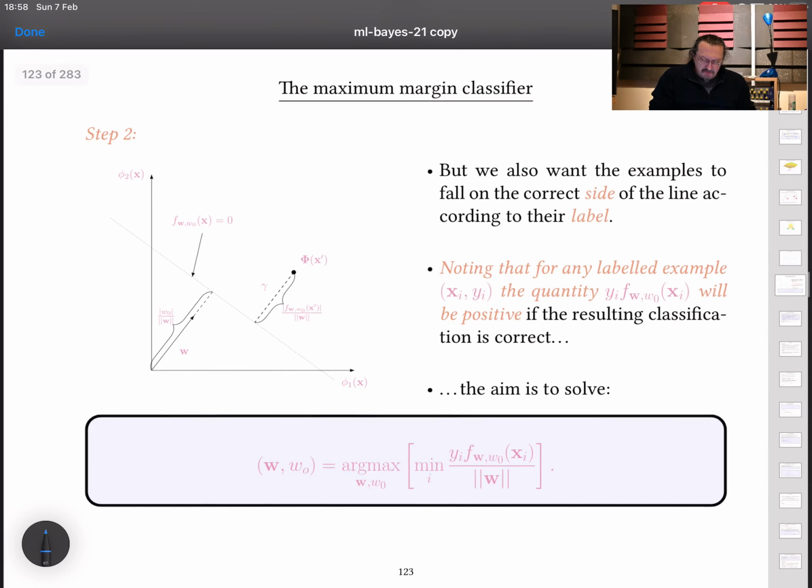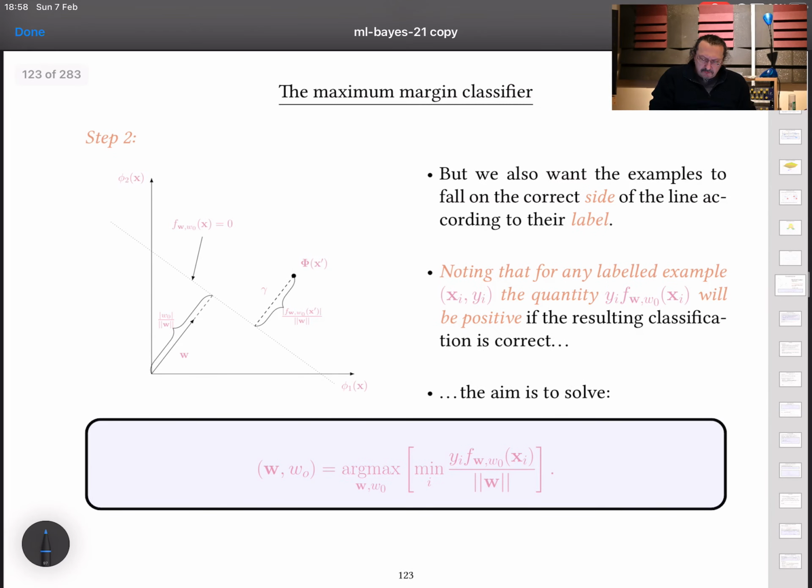Let's just take this a step further. We have a bunch of training examples, which are pairs x sub i, y sub i. The label y will now be plus or minus 1. And the reason for using plus or minus 1 hopefully now becomes clear.